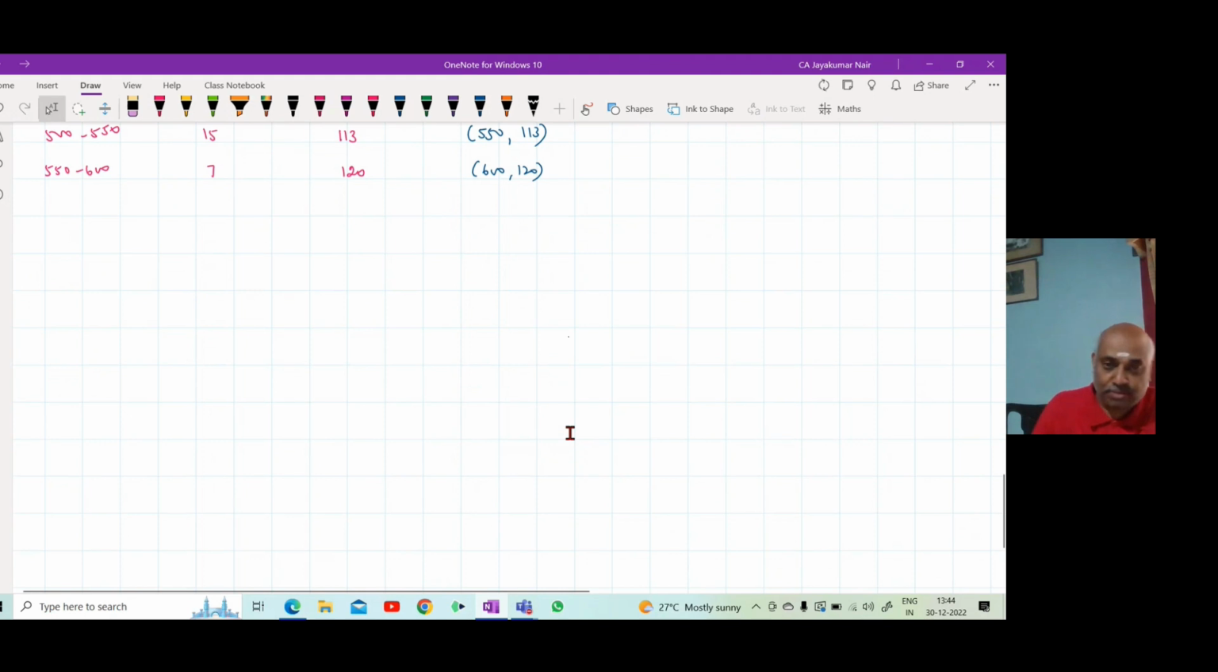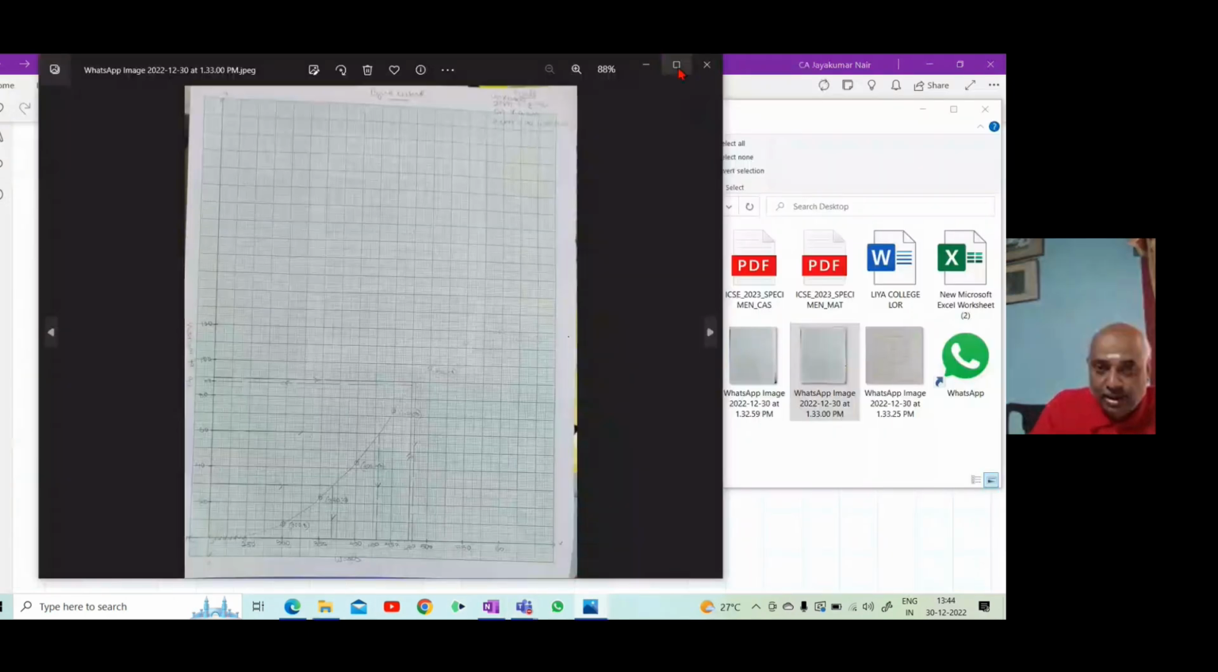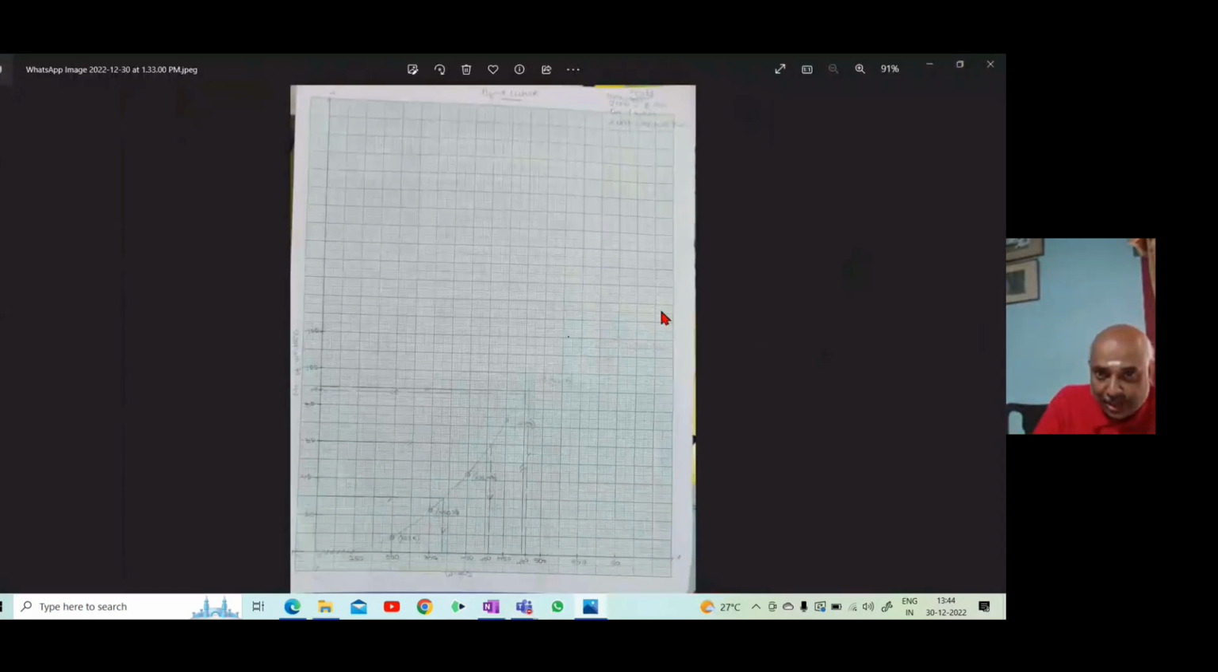Now we have to draw the ogive. To draw the ogive, I have already drawn it here, and I'll explain from this. Please remember, you have to write the heading ogive curve. You have to draw the x-axis and the y-axis. The x-axis is wages, and they have said to take 2 centimeters equal to 50 rupees. So I've started from 250.